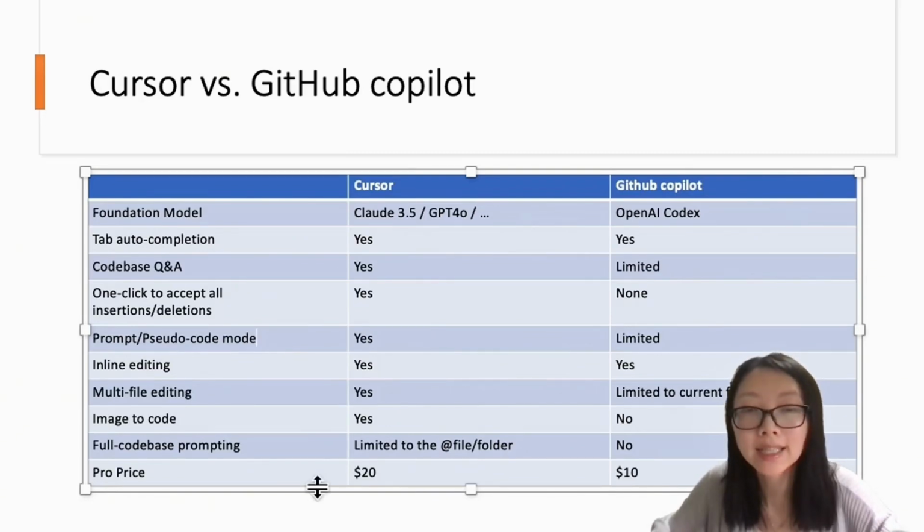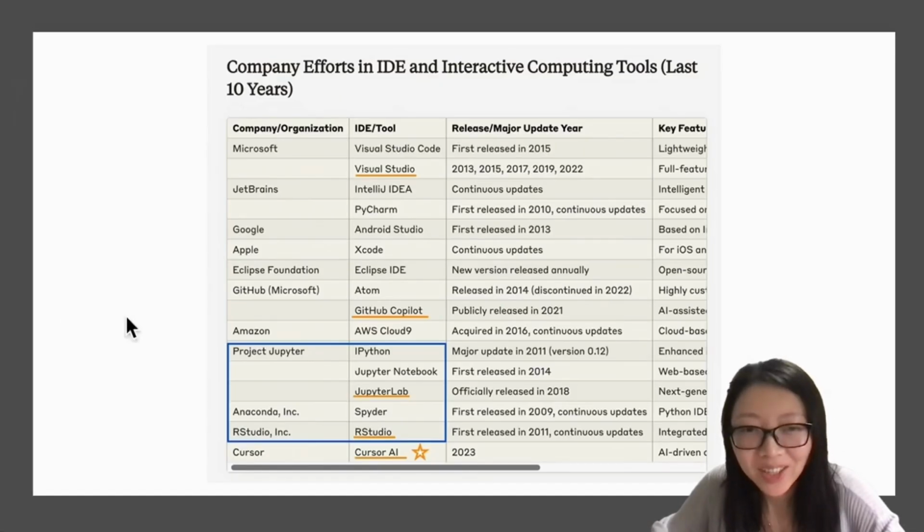As for the price, Cursor is $20 per month for personal use, and GitHub subscription is $10 for personal use. I know what you are thinking, another coding tool?